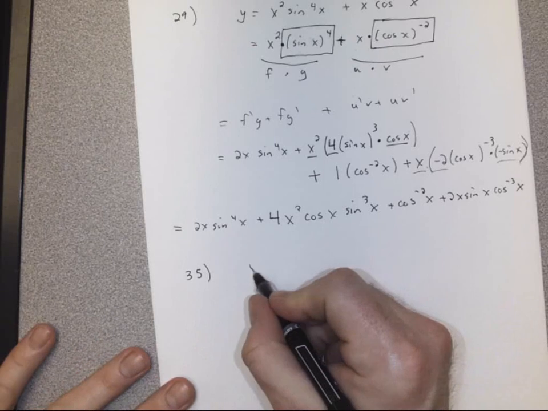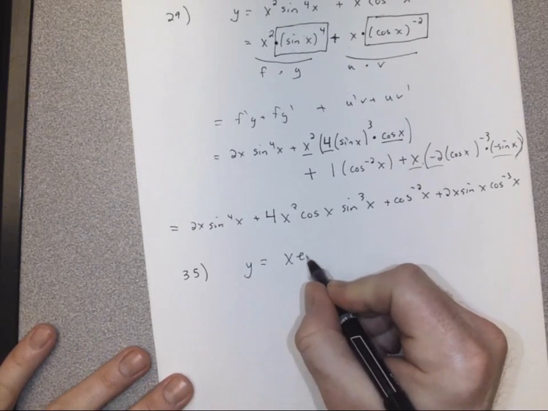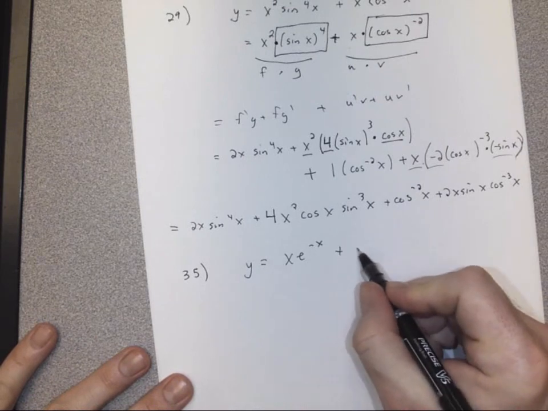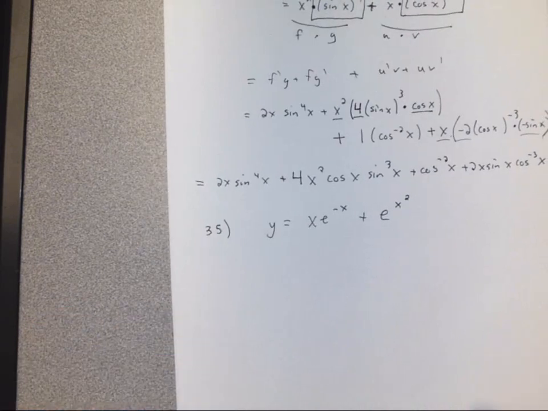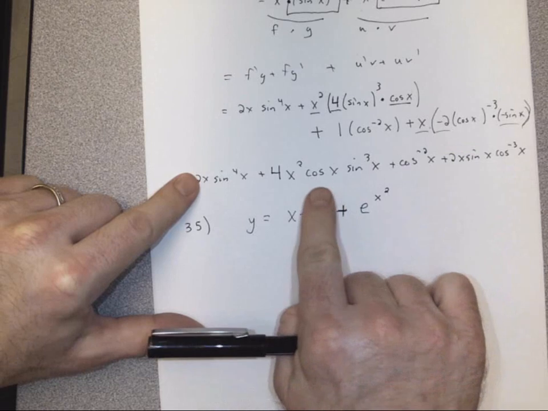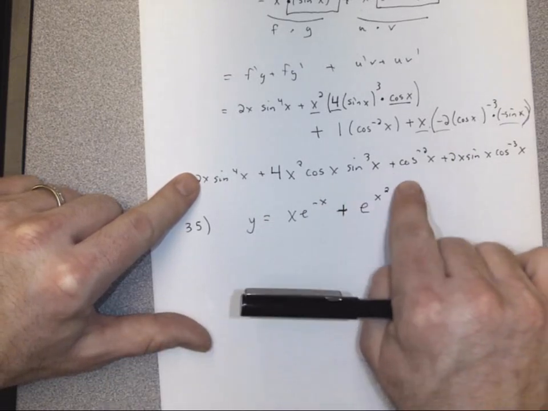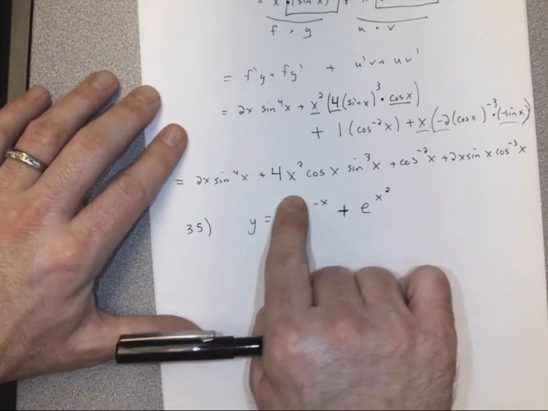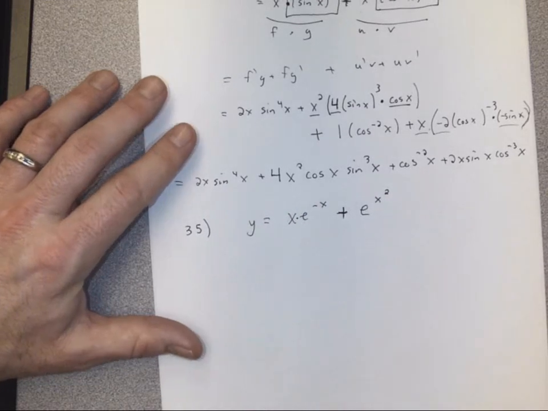So y is equal to x e to the minus x plus e to the x squared. Again, I have a sum, right? So I have to do the sum rule. So that means I'm going to take the derivative of this all by itself, and I'm going to take the derivative of this all by itself, right? Now this left one, what rule do you need over here? Why? Because it's a product. There's a product right there, right?